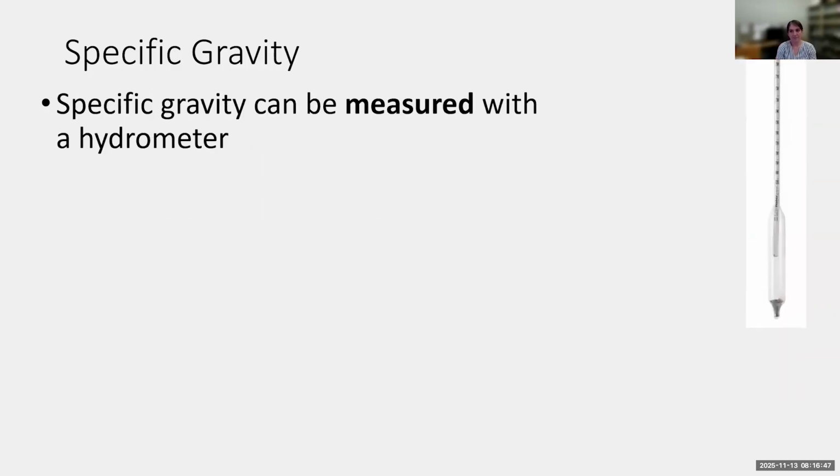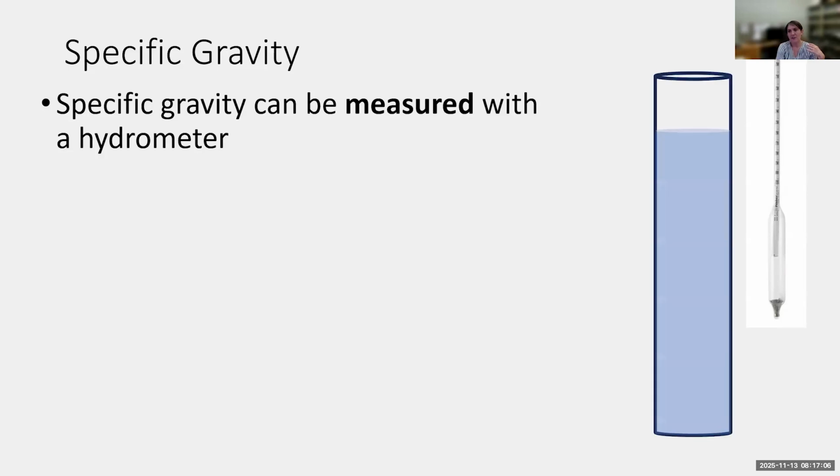We can get specific gravity two different ways. The first way is we can measure specific gravity with a hydrometer. So a hydrometer looks like this. And I know it's a little small, it might be kind of hard to see, but it's got this bulb on the bottom and it has numbers on the side, and it kind of looks like a thermometer.